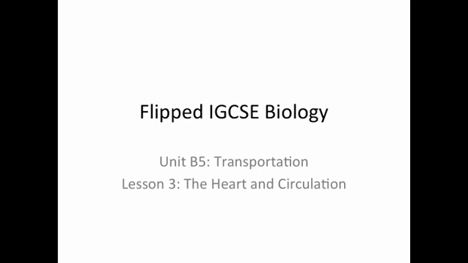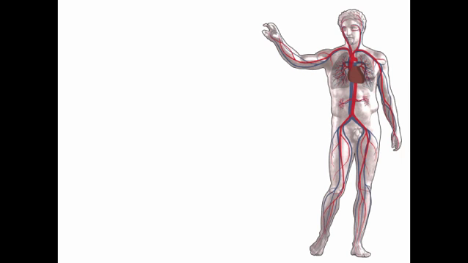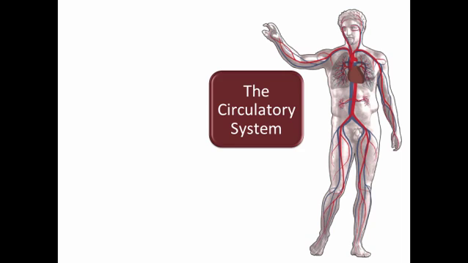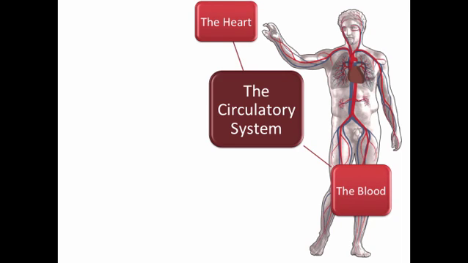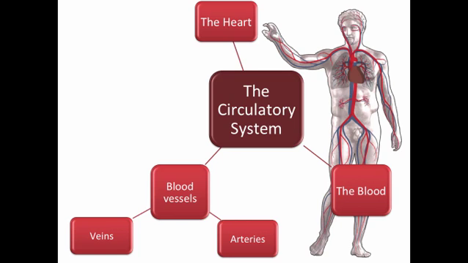And welcome to Flipped IGCSE Biology, Unit B5, Transportation, Lesson 3, the Heart and Circulation. This part of Unit B5 is all about the circulatory system. This system is composed of the heart, the blood, and the blood vessels. There are three types of blood vessels: arteries, veins, and capillaries. You'll learn more about those in the next lesson.